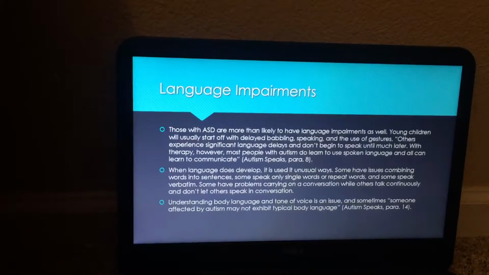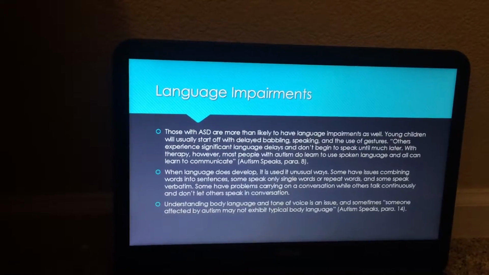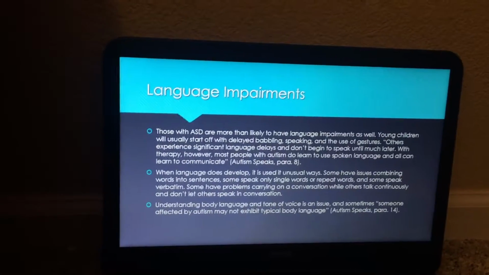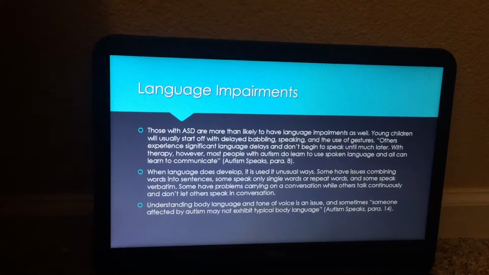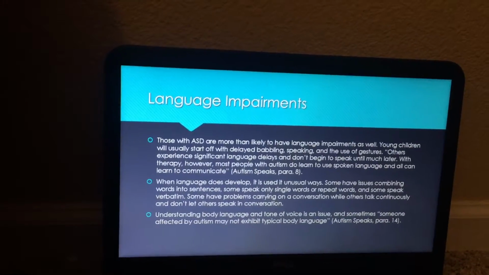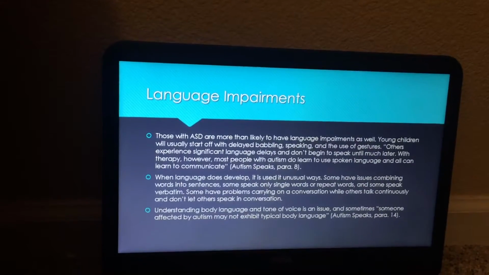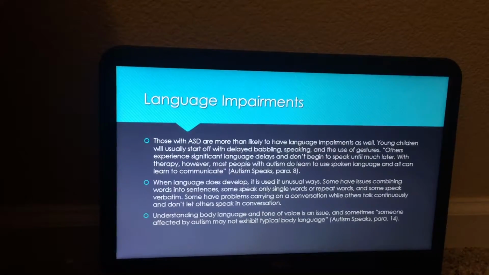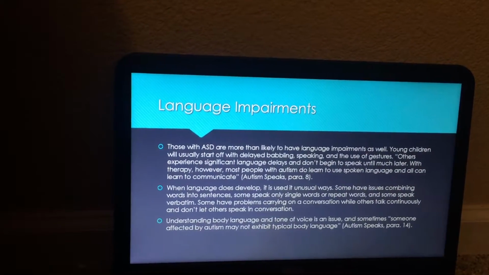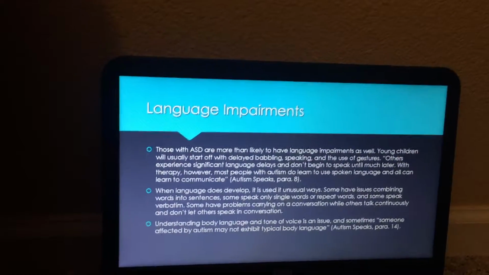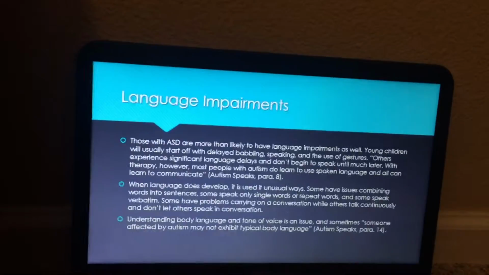Some have issues combining their sentences, and some only speak in single words and repeat their words, and some speak verbatim. Others have problems carrying on a conversation and don't let others talk, and some even develop large, unusual vocabularies. They also have issues understanding body language and tone of voice, and sometimes someone affected by autism may not exhibit a typical body language.